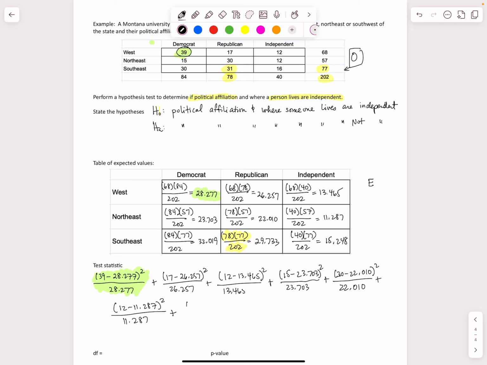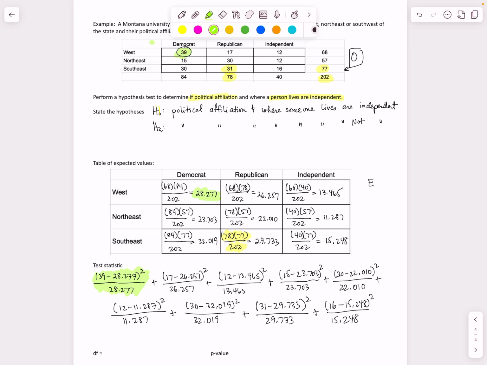Now the third row, 30 minus 32.019. Square, over 32.019. Then 31 minus 29.733. Square it over 29.733. Then the last one is 16 minus 15.248 squared over 15.248. So let me just highlight one other one.